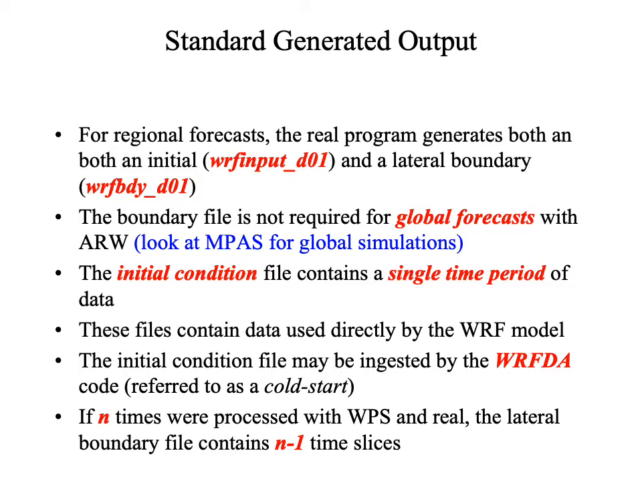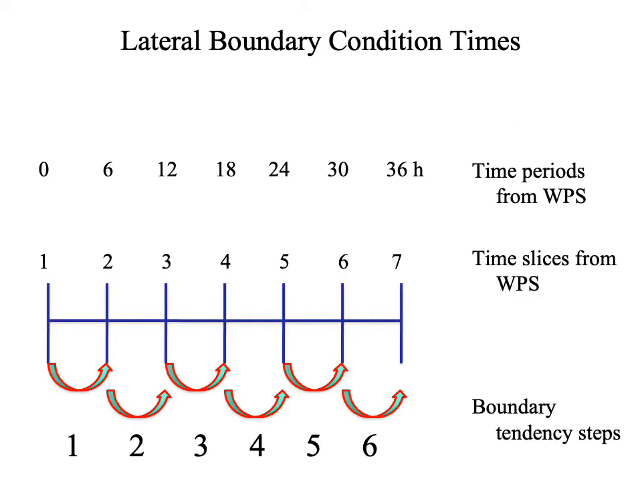For the lateral boundary condition, if we process n time periods of ungribbed data, and n time periods of metgrid data, then when we process n time periods of that data in the real program, the lateral boundary file contains only n minus 1 time slices. This is because of the way that we construct our lateral boundary conditions. So for example, if we have a 36-hour simulation that we're interested in, and the data is every 6 hours, we have 7 time period slices, but we have 6 boundary condition tendency steps.